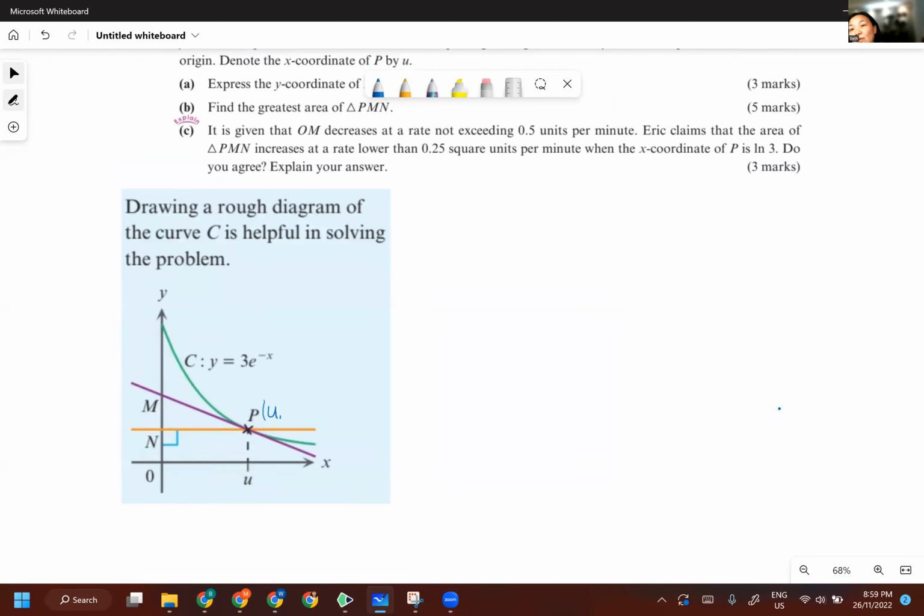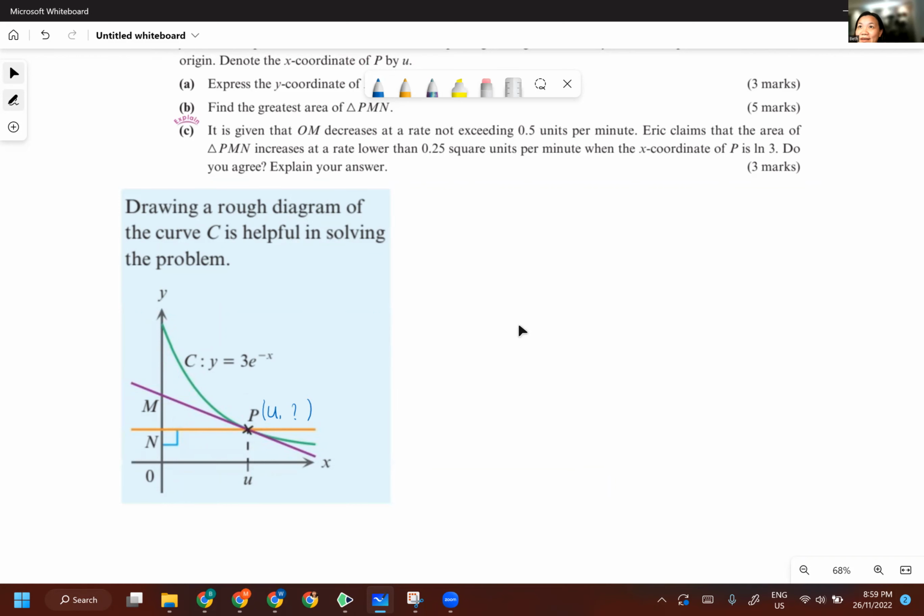Now, how about the y-coordinate? It's not given, but we can find it. The purple line is the tangent at P. The orange line is the horizontal line at P. It cuts the y-axis at N.